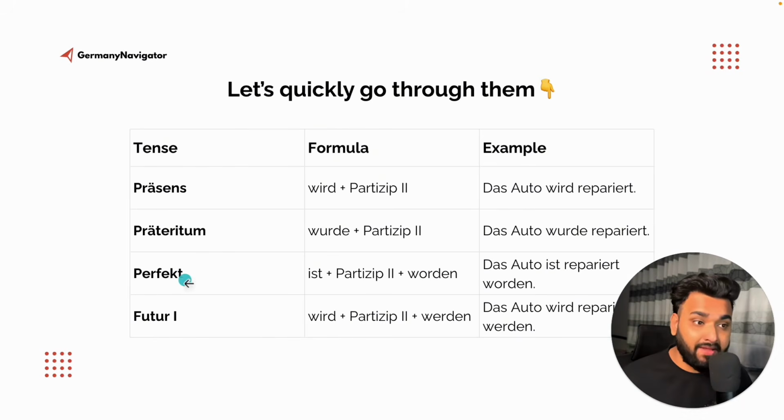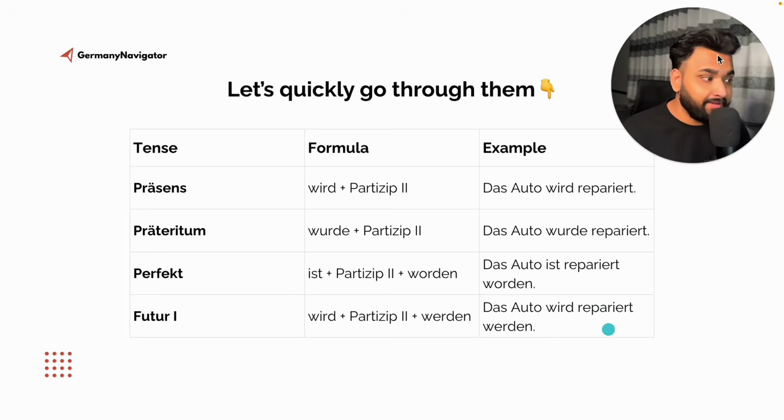So Präteritum and Perfekt, these two are past tenses, and then we have the Futur I or the future. In this case the formula is wird plus Partizip II plus werden. And here's the example. Das Auto wird repariert werden. The car will be repaired. Okay, it is something which will be done in the future.